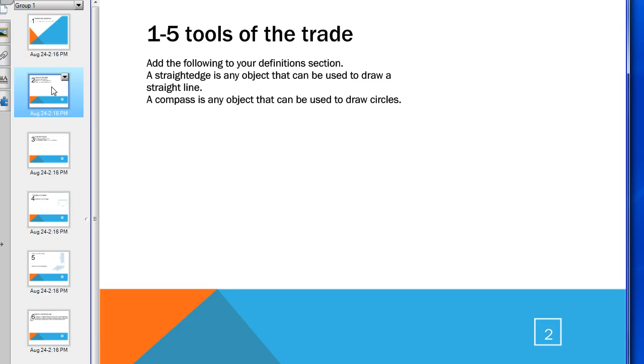If we talk about using a straight edge, it's any object that we can use to draw a straight line. It is not a measuring tool. It could be the side of your textbook. It could be an unmarked ruler. It could be a ruler as long as you're not measuring.